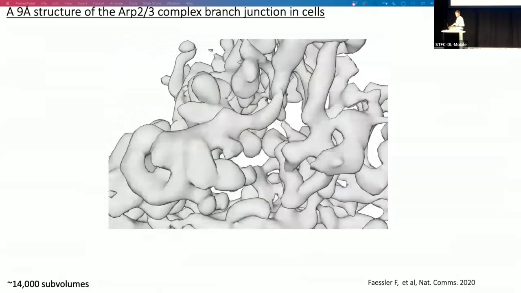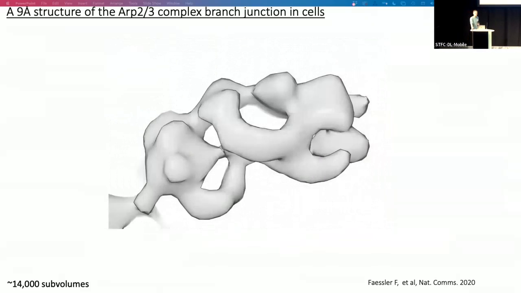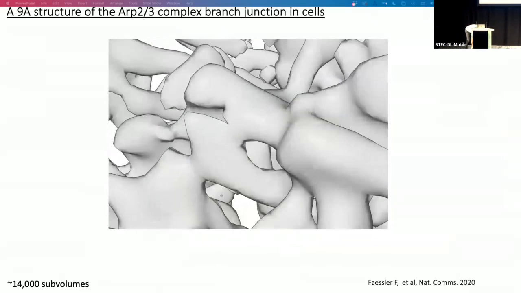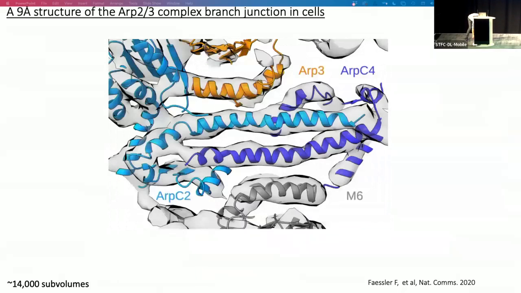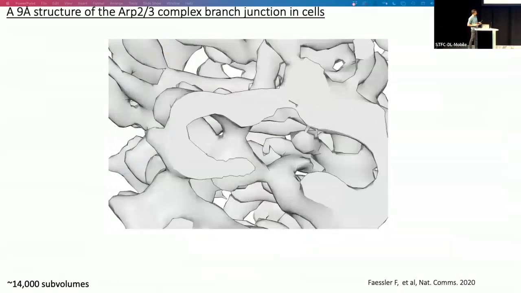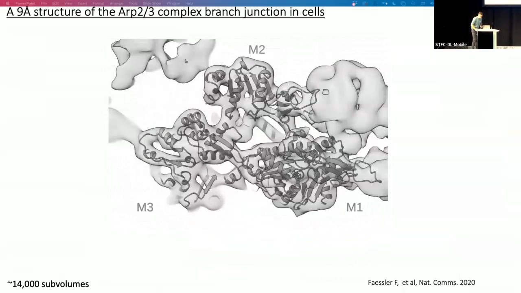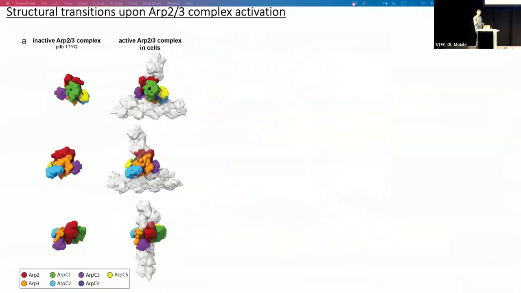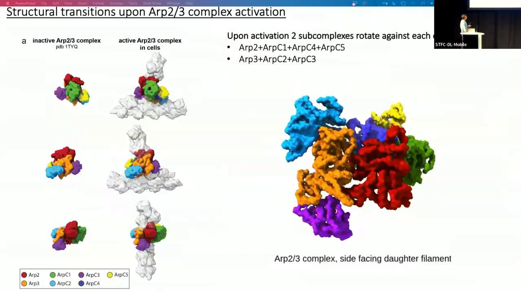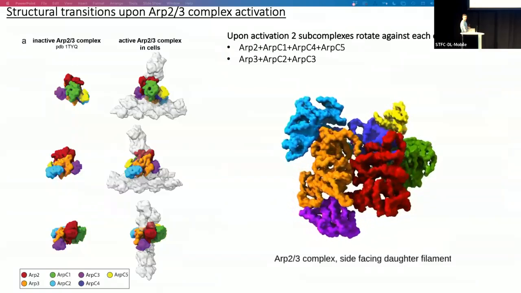And here, this is just a video to show you some of the structural details to convince you that it's actually 9 angstrom. So let me let that run through for a second. So we, of course, learned biological information from that, essentially how the complex changes its conformation from inactive to active. And we could show that there are essentially two subcomplexes rotating against each other.